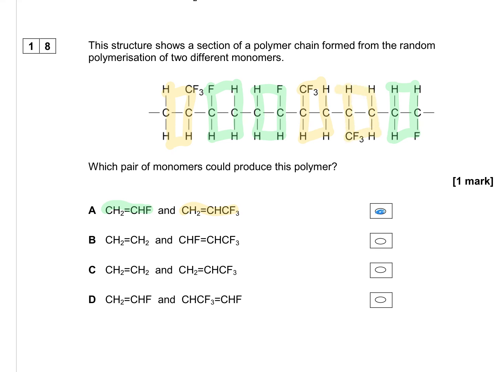If I then look at the other, so the answer is A, but just in case you try to work it out for the others, there's B, it doesn't work, it doesn't fit. If we look at C, again, you can try and make it fit, but it doesn't work. And then if we look at D, we'll find the same again. So you can make some of the monomers fit, but not all of them.